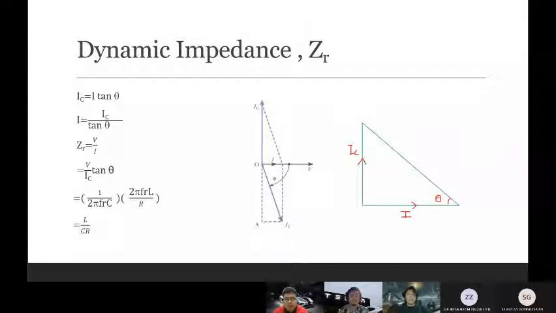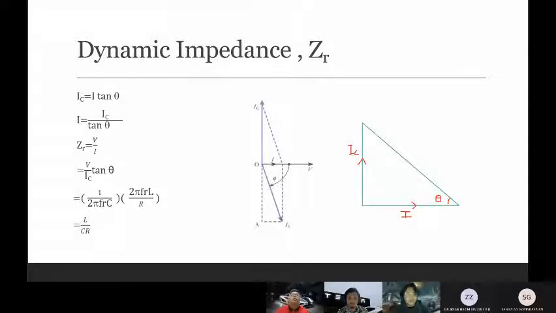For my last slide, I'm going to talk about the dynamic impedance, which is ZR. First we have to find IC from the left side of the graph. You can see that IC equals I tangent theta. So we have I equals IC over tangent theta. We know that ZR equals V over I, so we substitute I with IC over tangent theta.